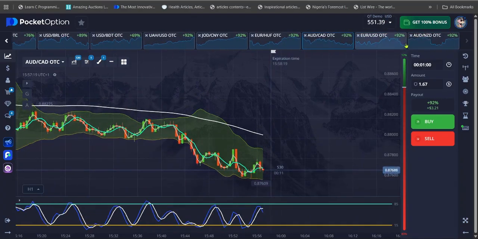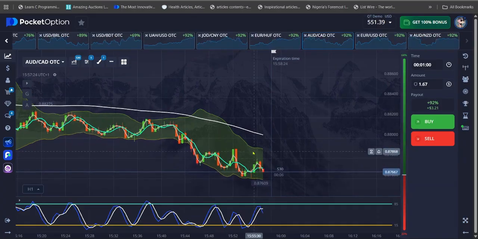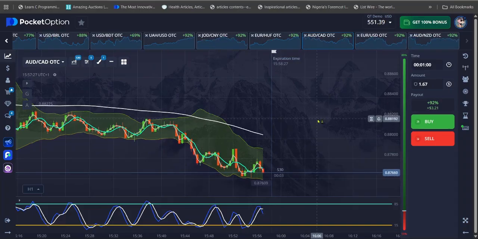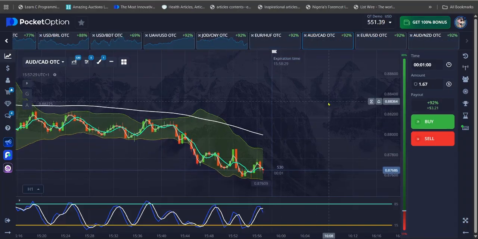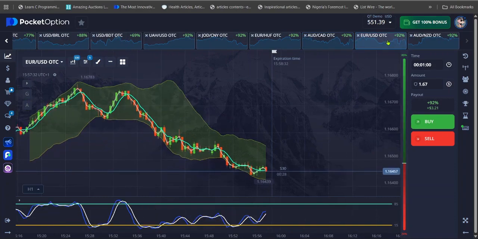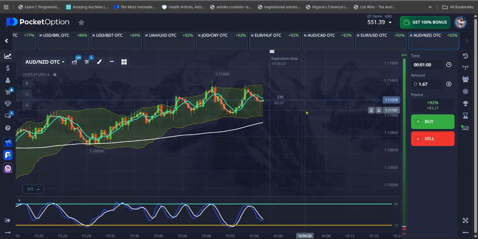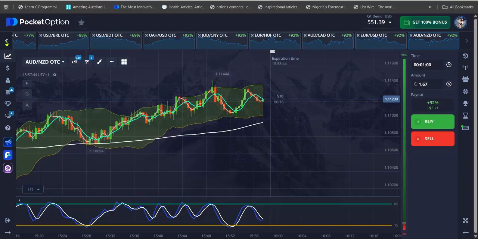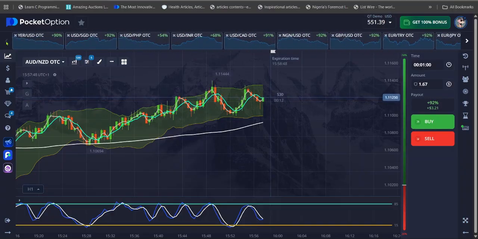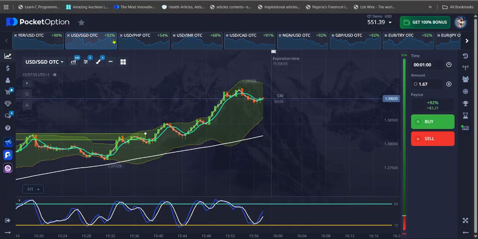Guys, I'm sorry if I'm not explaining the trade that much, but I'm trying my best to explain to the best of my ability. And I'm trying also not to edit much of this trade session so that you guys will see it as raw as it can be.